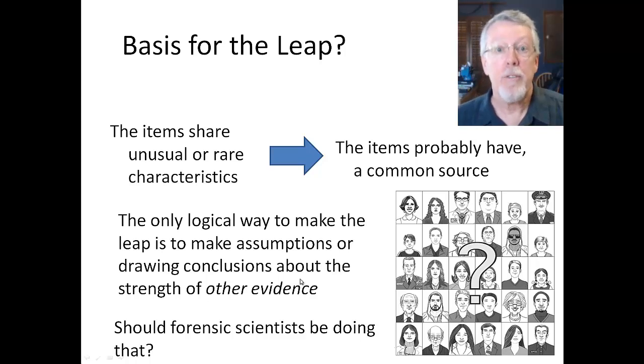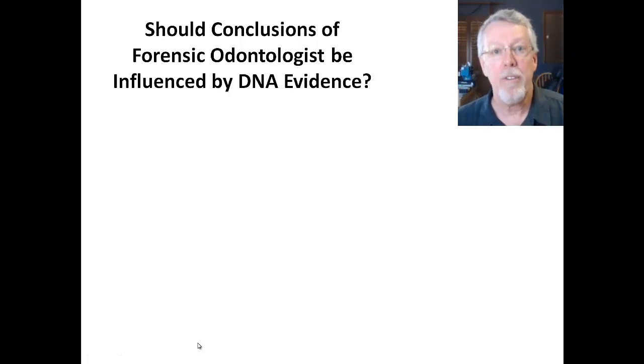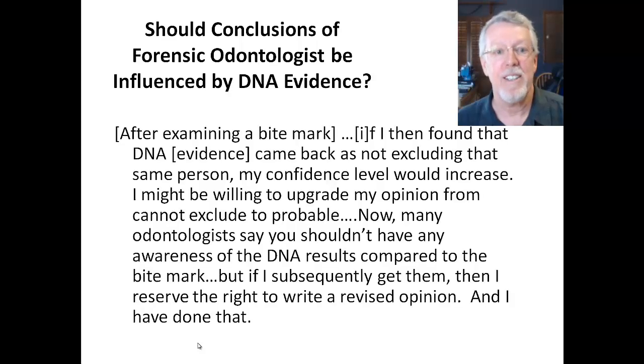And that raises an important question for lawyers, which is, should forensic scientists be doing that? We have a situation where the conclusion being expressed by the forensic scientists now only depends partly on the analysis of shared or unusual features in the items compared. It also depends in part on the forensic scientists' assumptions or conclusions about other evidence in the case. Now we know that forensic scientists are sometimes influenced by evidence beyond their domain of expertise, and we know this because they sometimes tell us.